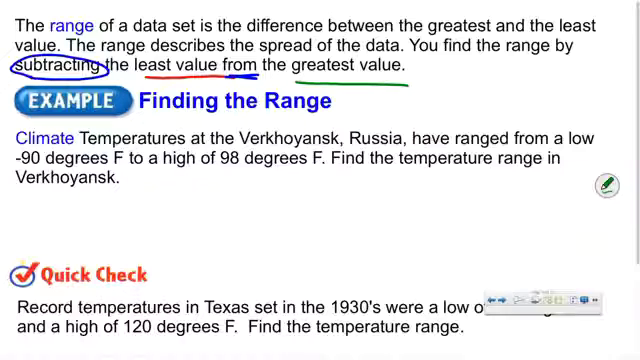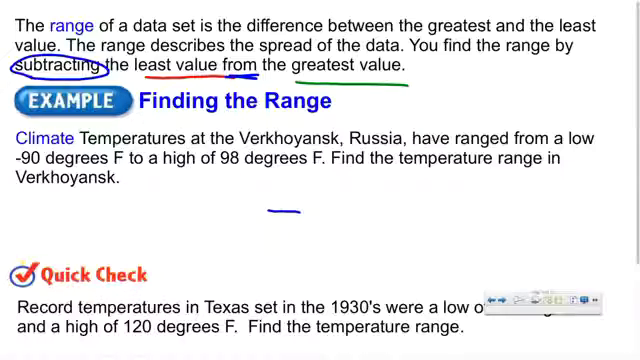So if you take a look at this example, some place in Russia, I'm not even going to try to pronounce that place in Russia. The temperature ranges from negative 90 degrees Fahrenheit all the way up to 98 degrees Fahrenheit. So we already know we have to take the difference when we find the range, right? So let's go in and put the minus there.